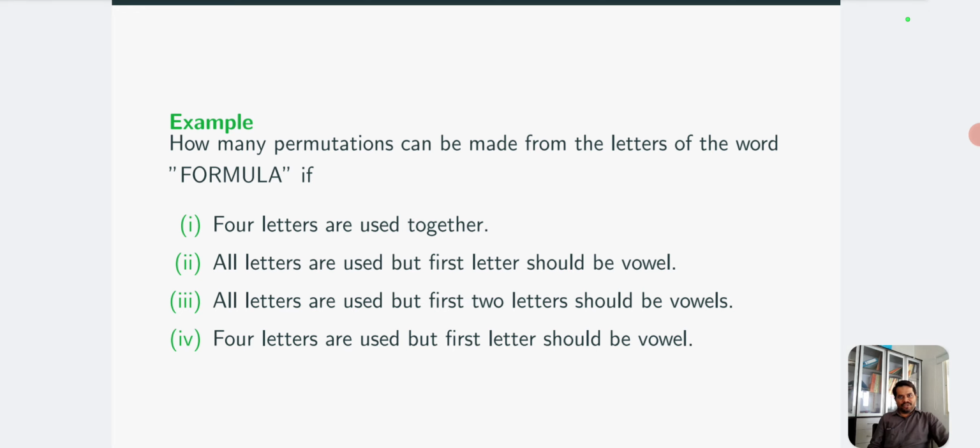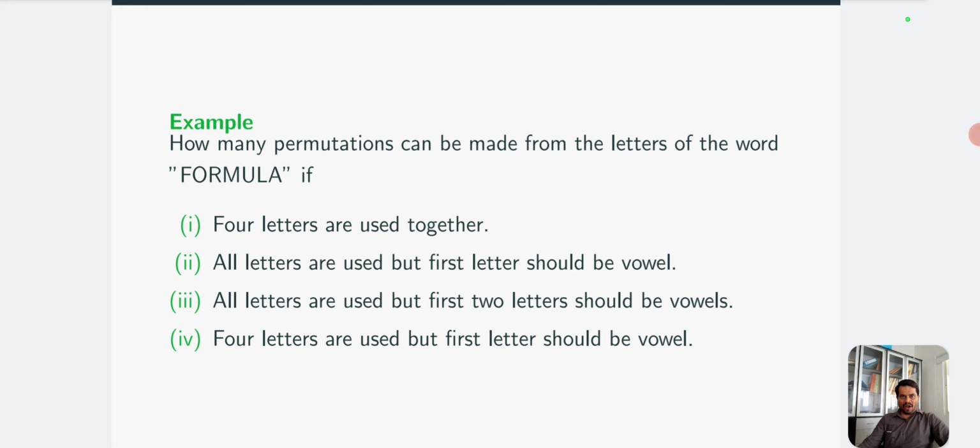Now let us see this example. Read carefully. How many permutations can be made from the letters of the word formula? The first question is, 4 letters are used together. We have to arrange 4 letters out of how many letters? 1, 2, 3, 4, 5, 6, 7. Out of 7 letters, 4 letters are used and we have to find the permutation.